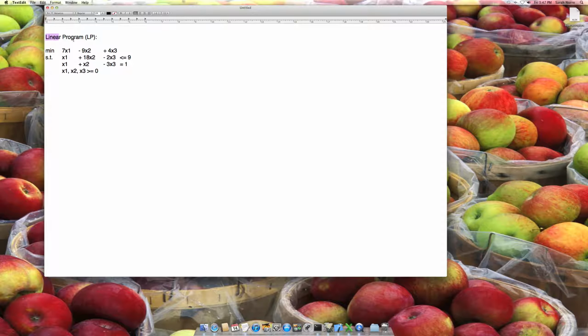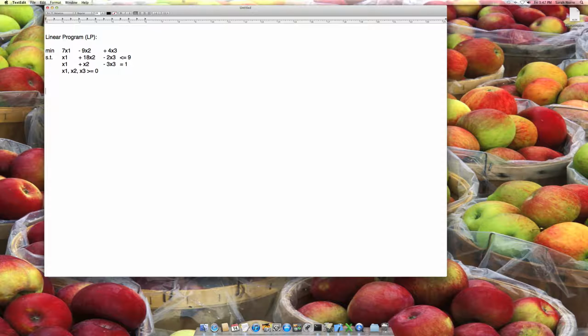So here I have an LP. I have a minimization problem. I see I have 3 variables and 2 constraints. One is an inequality constraint and one is an equality constraint. So to start, for simplex, we want equality constraints.